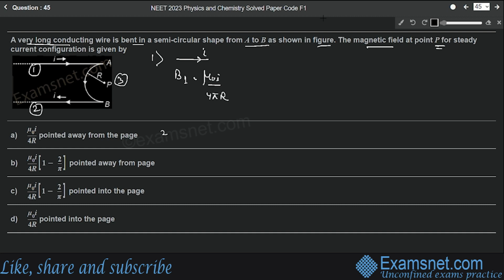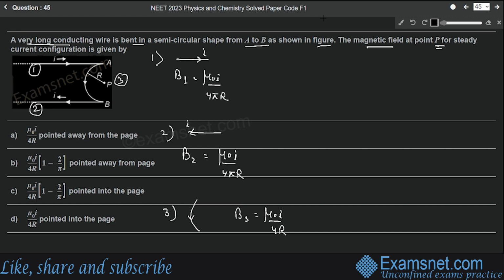For the second part, the direction of current is like this, and the magnitude of the magnetic field, that is B2, will be equal to again mu naught I by 4 pi r, because this is also due to the straight part. Okay, whereas for the third part, that is the semicircular part, the magnitude of the magnetic field, that is B3, will be equal to mu naught I by 4r.